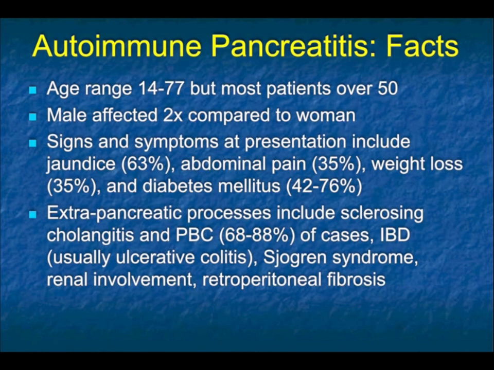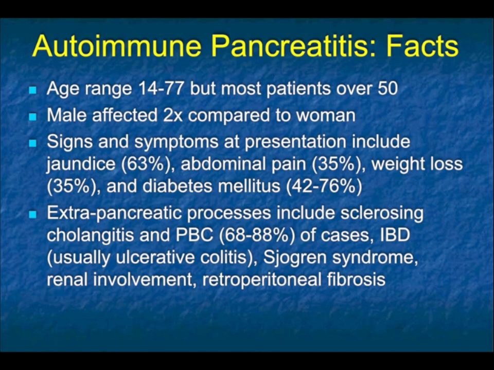So, for example, the age range is over 50 typically. Male more common. Presentation includes jaundice, abdominal pain, weight loss, and diabetes. That sounds like pancreatic cancer to me. Now, sometimes you see extra pancreatic findings that can be helpful. One of the most common is renal involvement with patchy low-density zones within the kidneys, and then I say, aha, it's autoimmune pancreatitis. Often it's the radiologist who makes the call.